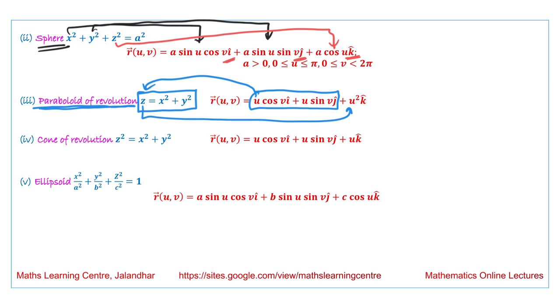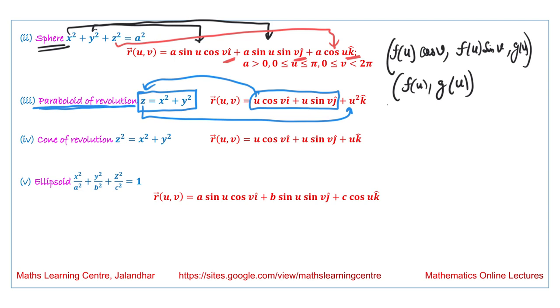We are saying the parametric equation of a surface of revolution is given by f of u cos v, then f of u sin v, and g of u. This is the parametric equation of the surface of revolution, where f of u comma g of u is the parametric equation of the rotated curve.